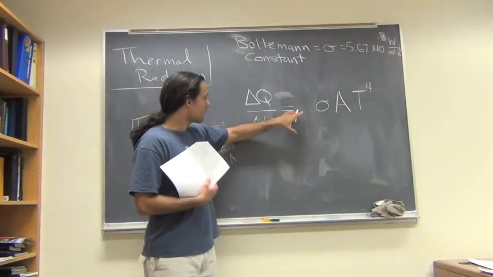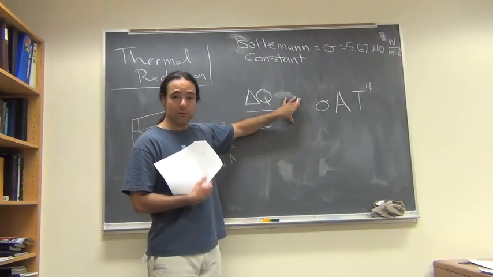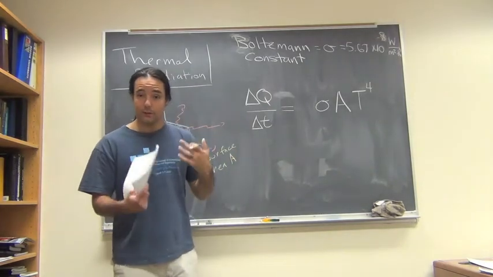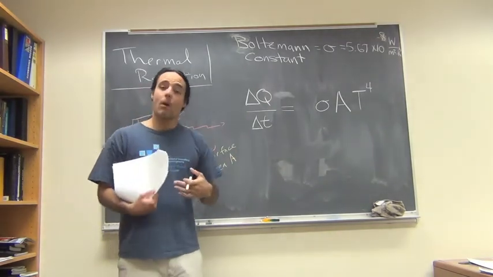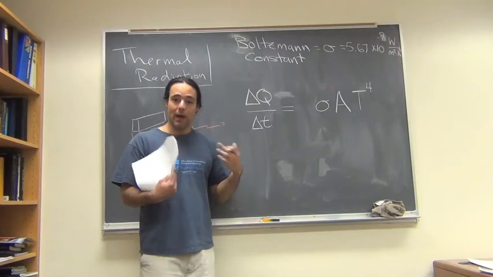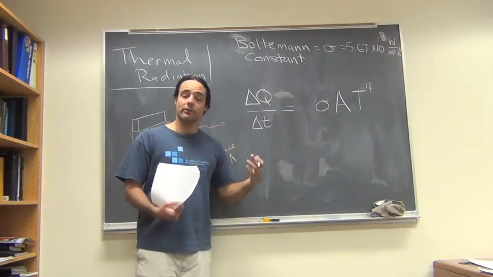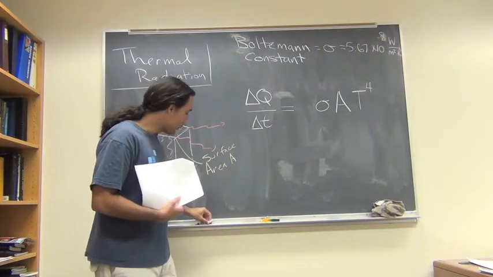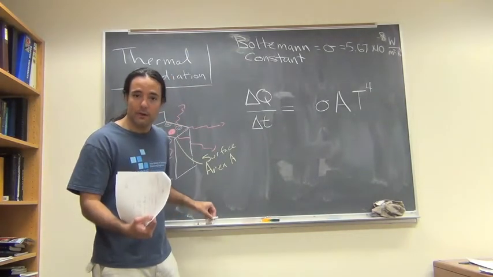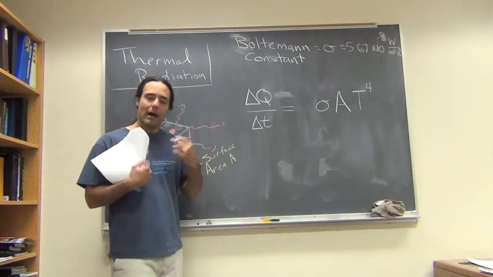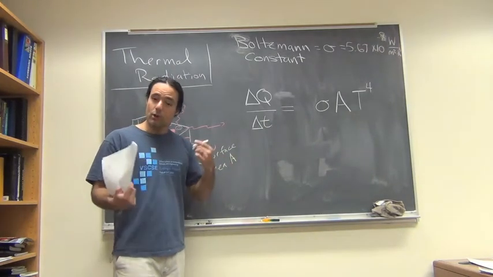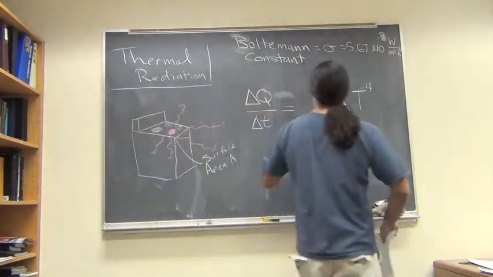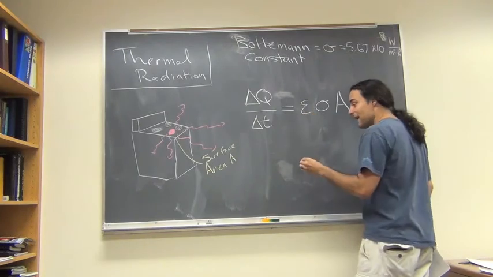Now, this is usually a good approximation for black bodies. However, not every object is a black body. In fact, no object in the world is really a true black body. So we put one more term in here that tells us how close I am to a black body. We call this the emissivity. It's a dimensionless constant.